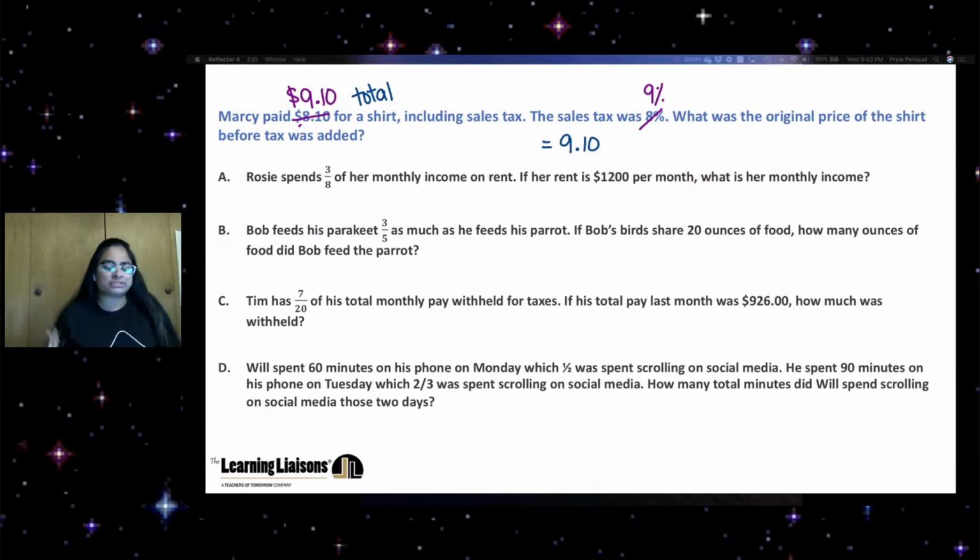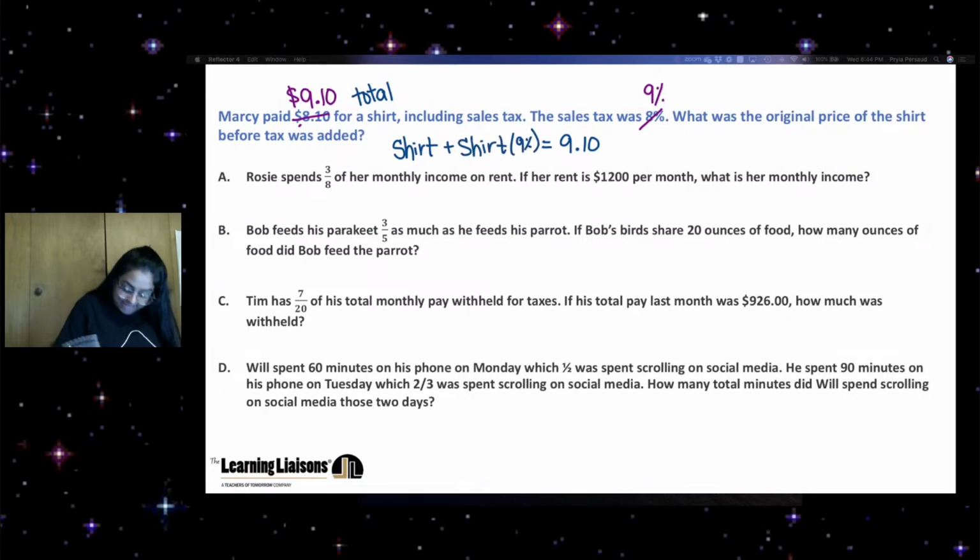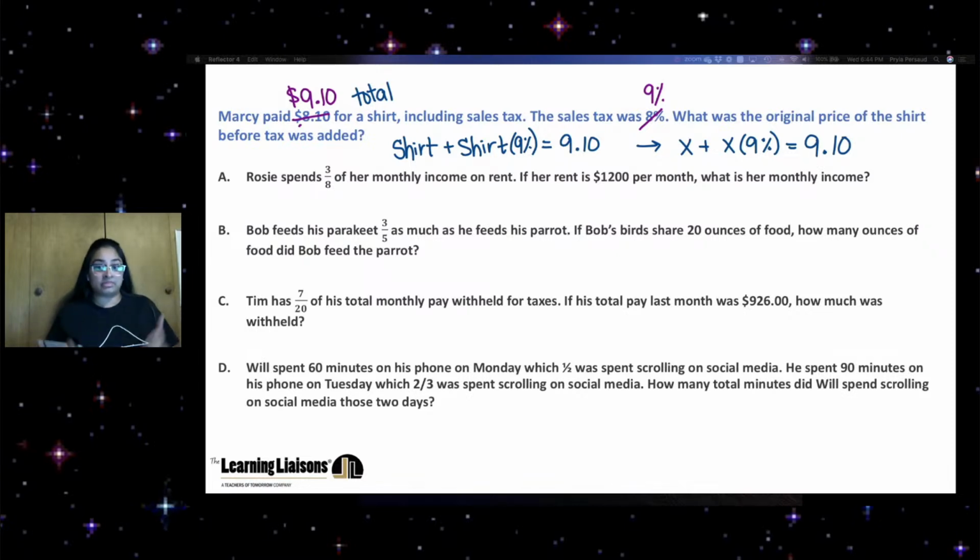So when we do percentages, think about it. How do you take the percentage of a shirt? You take the shirt and you multiply it by the percent, right? So now we have the shirt, and we have the shirt times 9%. Why did I write it like that? Because whatever the 9% of the shirt is has to be added to the original price of the shirt, which we don't know. So we could technically rewrite this as X plus X times 9%, and that's going to equal $9.10. That is what we're going to be looking for.